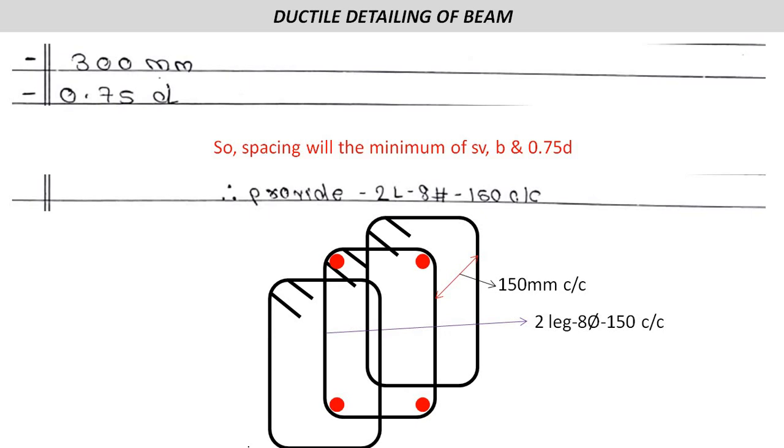For these stirrups we have to provide the minimum reinforcement only, so we will provide 8 dia, which is the minimum diameter, and two-legged. Here you can see the figure which shows the stirrups, which is two-legged, one leg and two leg, with the spacing of 150 mm center to center. So we have completed the shear reinforcement in terms of vertical stirrups.